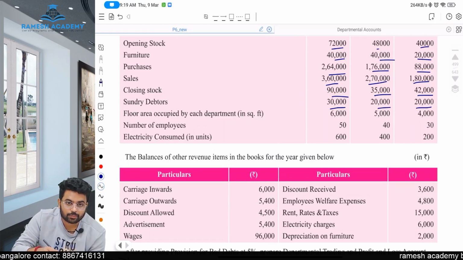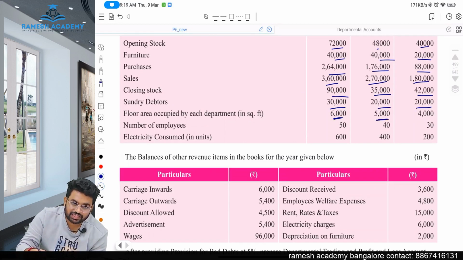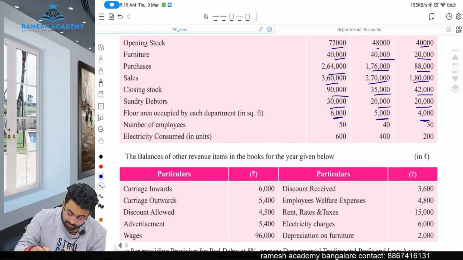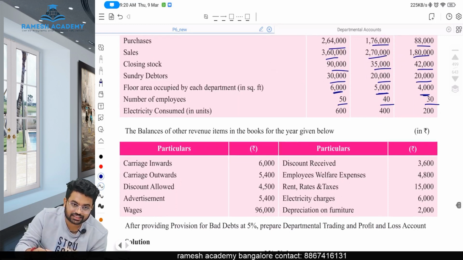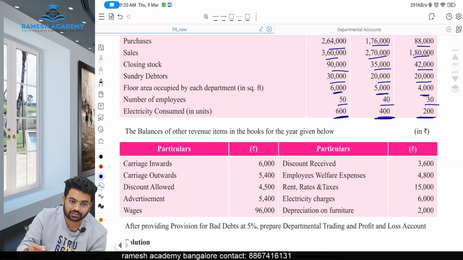Floor area occupied by each department in square feet: X occupied 6,000 square feet, Y occupied 5,000 square feet, Z occupied 4,000 square feet. Number of employees, X 50, Y 40, Z 30. Electricity consumed, X 600 units, Y 400 units, Z 200 units.